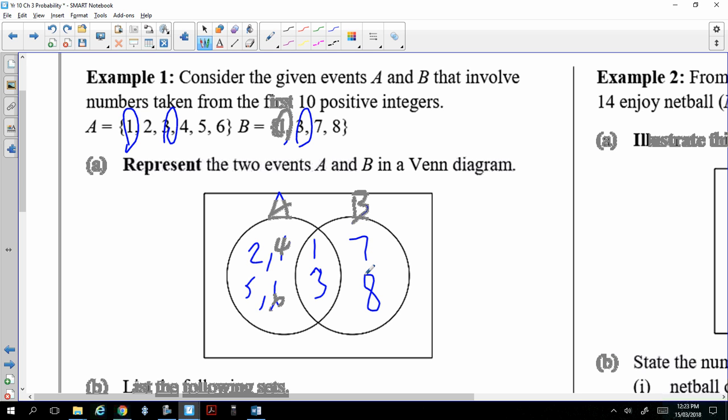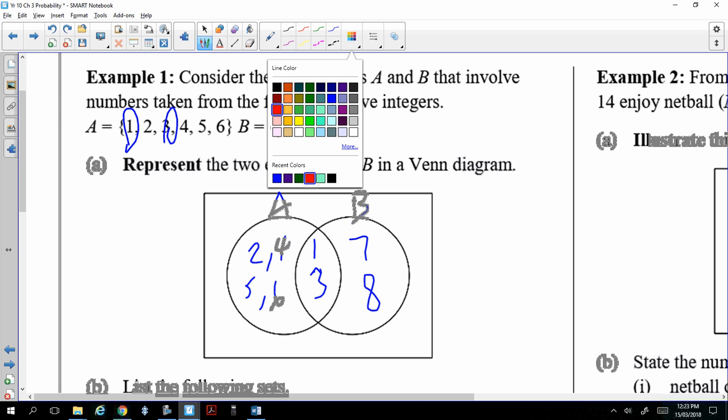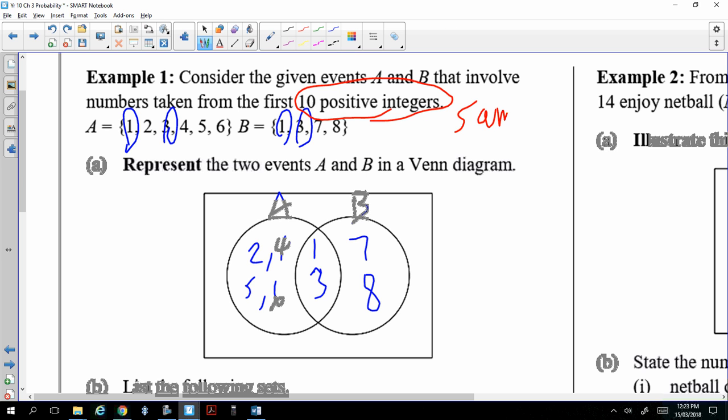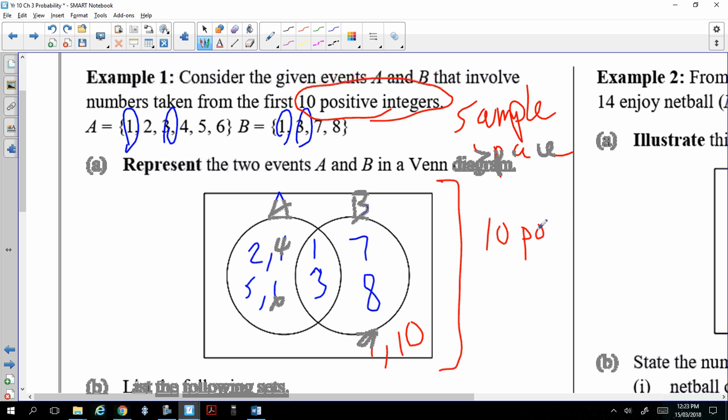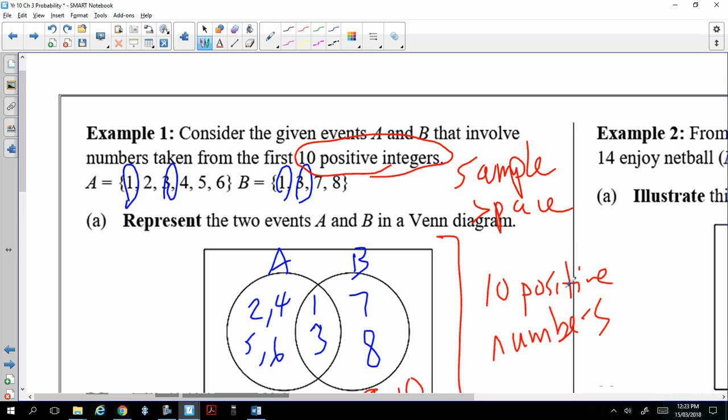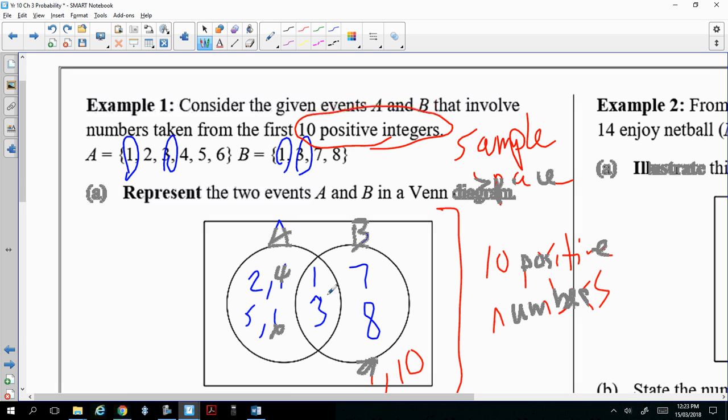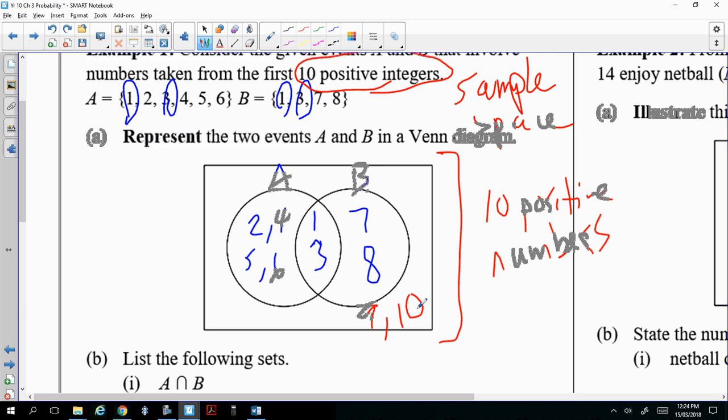And the sample space is this. That's the sample space. So which numbers haven't we mentioned yet? 9 and 10, so these are outside. So the whole sample space is the 10 positive integers, and then we have classified them into different categories: numbers that belong to A only, numbers that belong to both A and B, numbers that belong to B only, and numbers that don't belong to either A or B. Okay? All right, now once you complete this, doing the next bit is very easy.